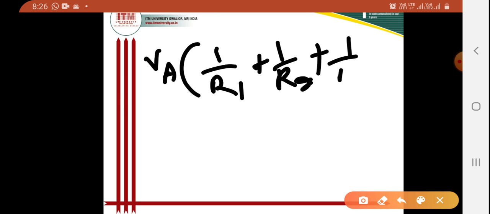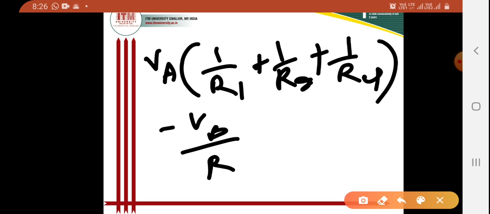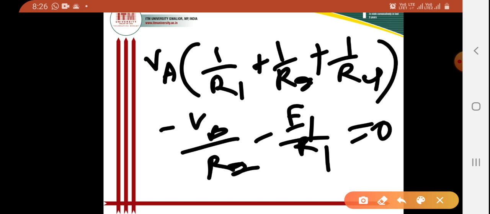Now we can simplify this equation. By simplifying we can write it as VA whole into 1 by R1 plus 1 by R2 plus 1 by R4, minus VB by R2, minus E1 by R1, is equal to 0. Can I write this? Okay.